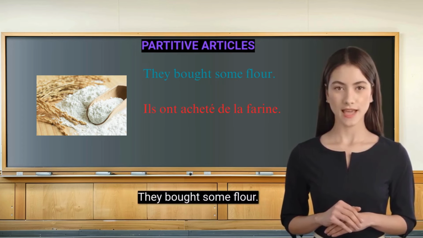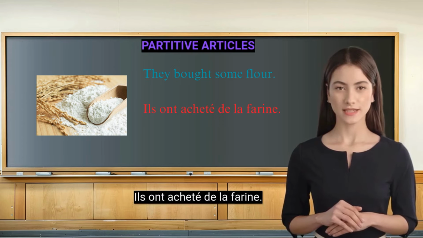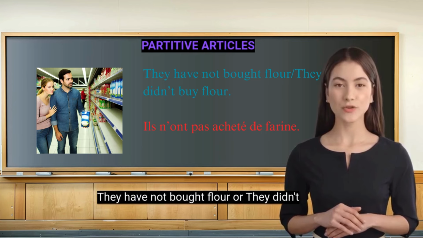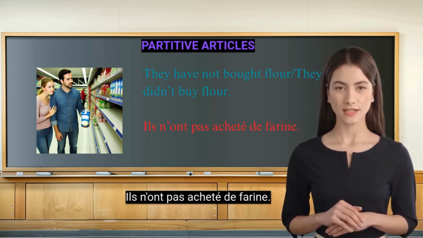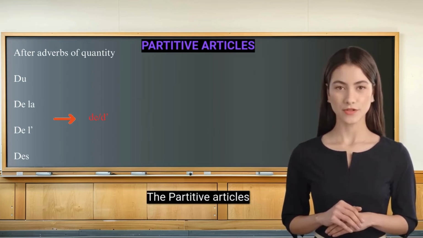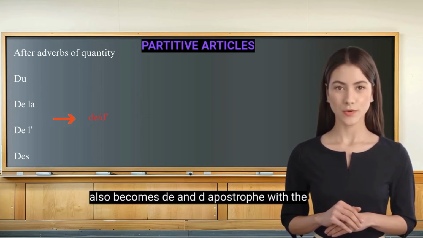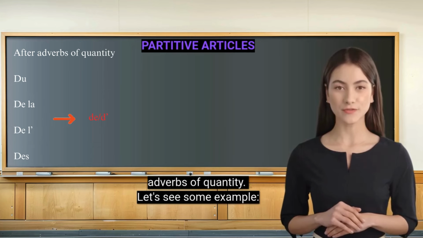They bought some flour. Ils ont acheté de la farine. If we want to say they have not bought flour, or they didn't buy flour, we would say, ils n'ont pas acheté de farine. The partitive articles du, de la, de l', des also become de and d' with adverbs of quantity.